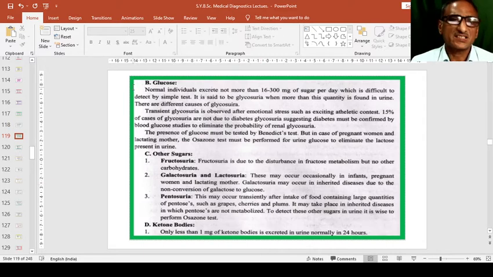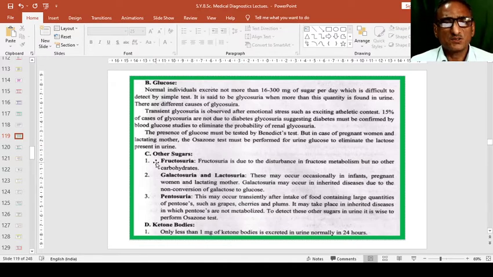Glucose, that is well known to all of us, that if glucose or sugar appears in urine, the patient is known as a case of glycosuria, or in short we can call it a patient of diabetes. The presence of glucose must be tested by Benedict's test, or Osazone test, so that we can detect the percentage of the sugar or glucose in the blood or urine.